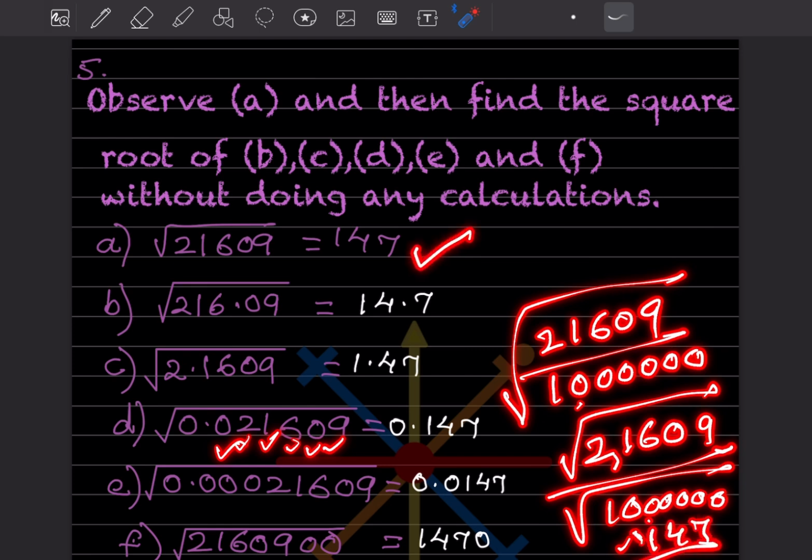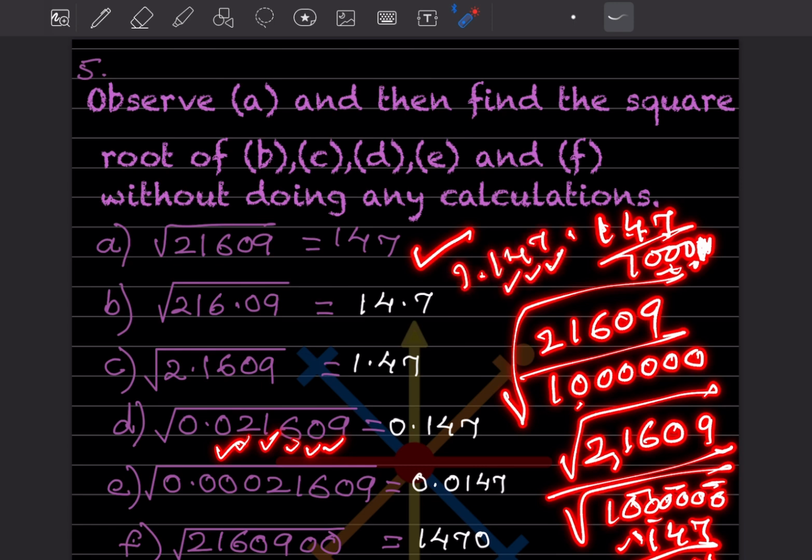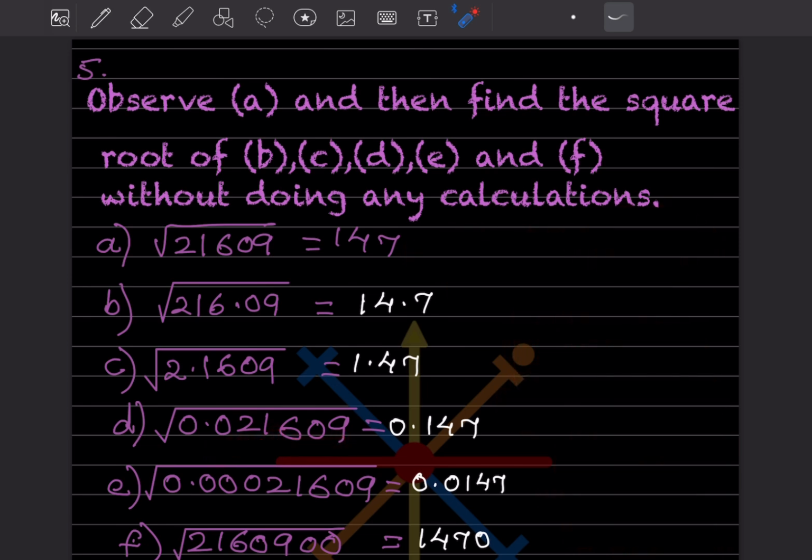And root of 6 should be 1, 2, 3. So you will write here 1, 2, 3 divided by 1000. So 147 divided by this 1000. So that will be 1, 2, 3. So you'll write 147 and go 1, 2, 3 backwards and put a point over here. Anyways, you can do it.